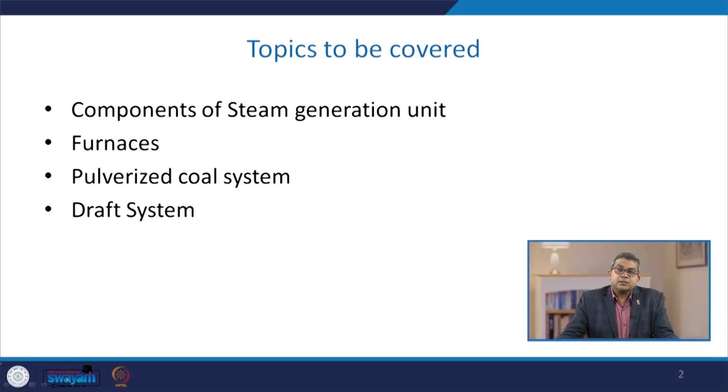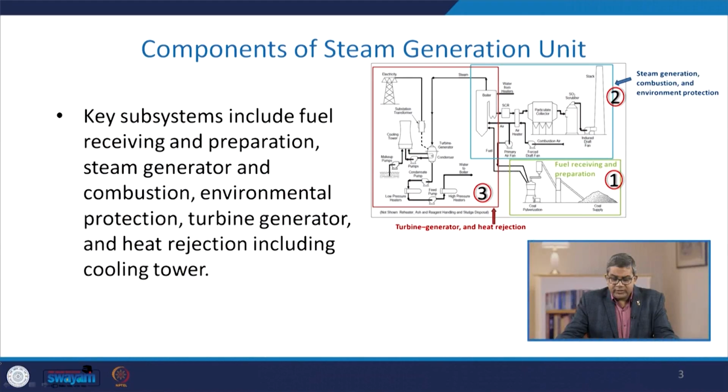Now, in this lecture, first we will discuss the various components of a steam generation unit. Then we will discuss the furnaces, because furnaces are an integral part of any steam generation aspect. Since we require fuel, and coal has a significant share among all the choices of fuel, we will discuss the pulverized coal system and draft system. So, let us talk about the steam generation unit.